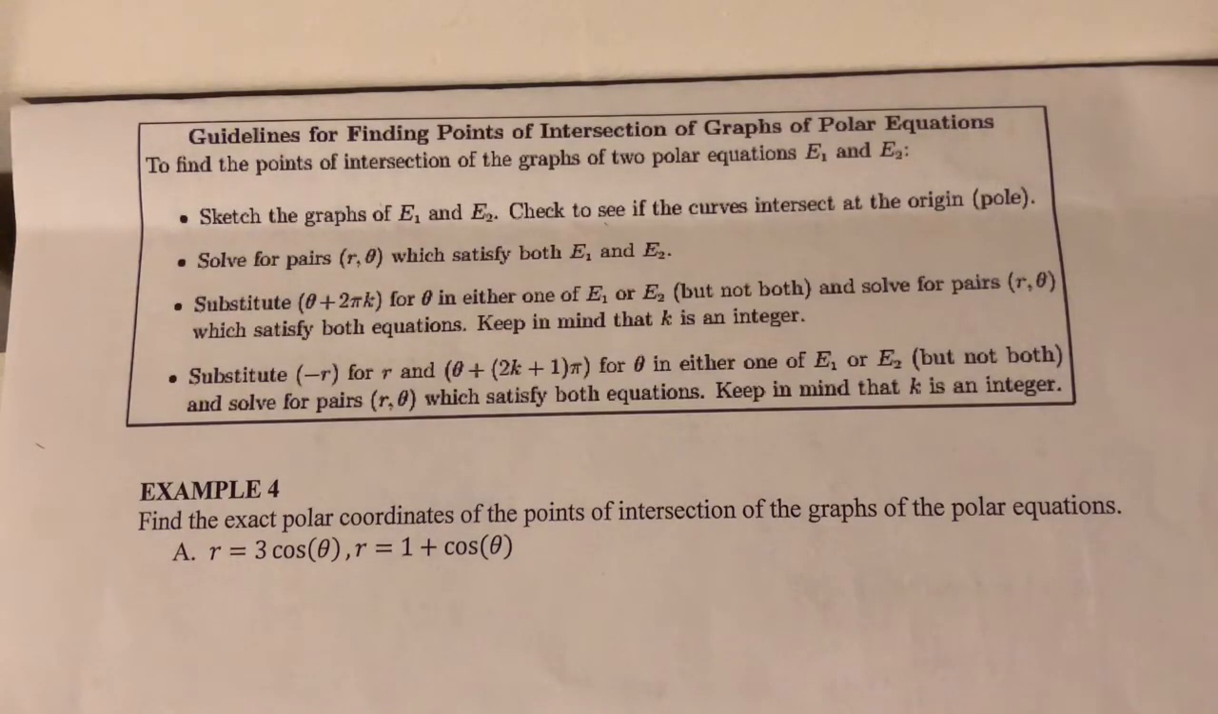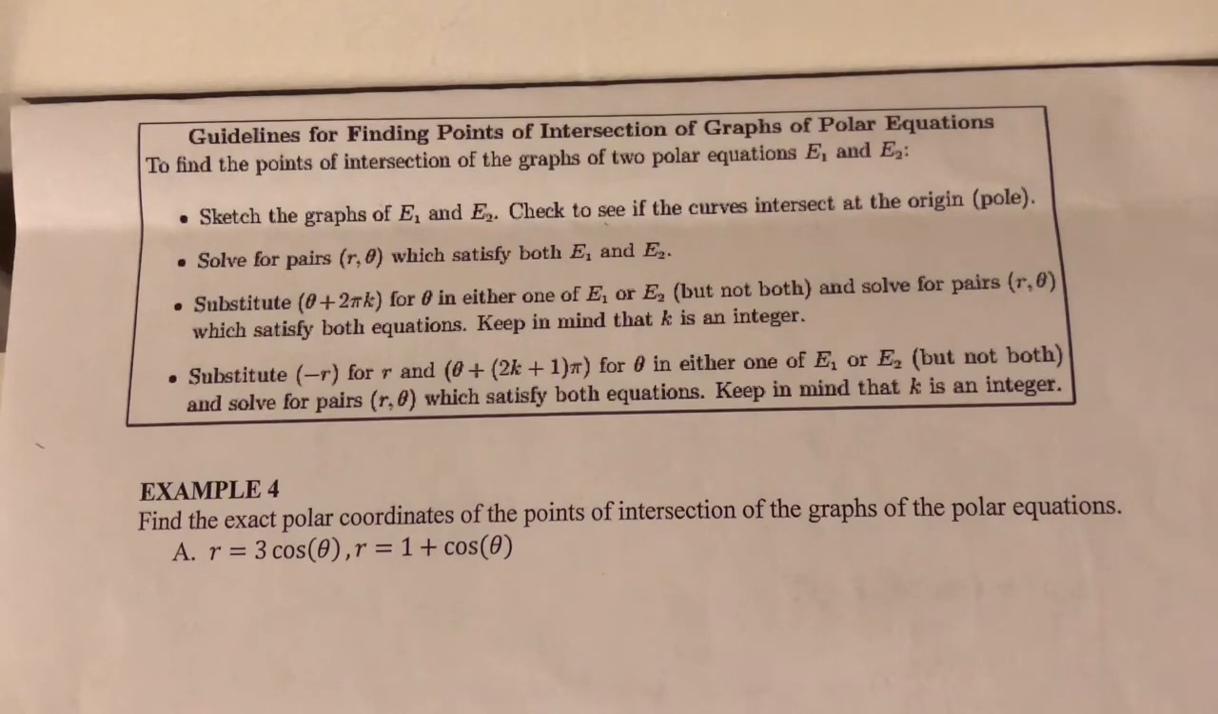Just above example 4 from the guided notes, we've got some guidelines for finding points of intersection of graphs of polar equations. This box is taken from page 953 of your book. So the first bullet point there is the first step. Step 1, we want to sketch the graphs of the two polar curves that we want to see the intersection points for. Once we've graphed the curves, we want to check to see if the curves intersect at the pole. And we'll explain why we do that in step 1 with the first example.